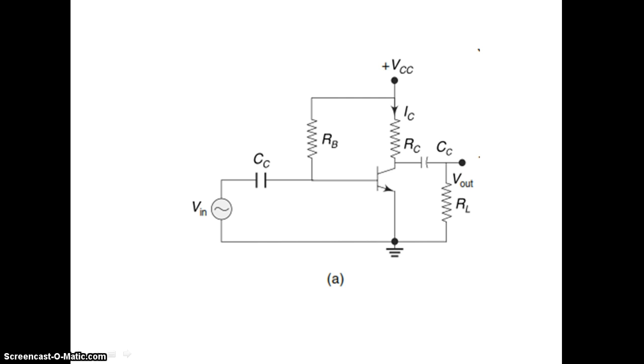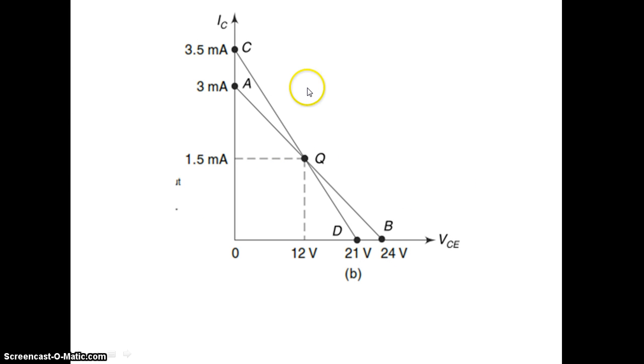Considering this circuit diagram, we can write the equation VCC equal to ICRC plus VCE, where VCE represents the collector emitter voltage. Since the emitter is ground, it is just VCE. Now draw a graph taking VCE on the x-axis and IC on the y-axis, and mark the points: VCE equal to VCC and IC equal to VCC by RC.